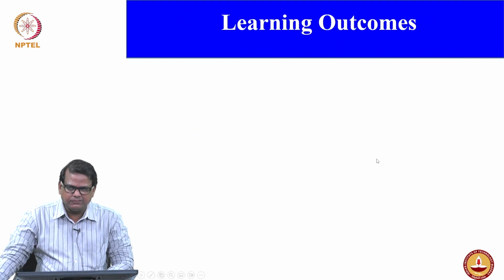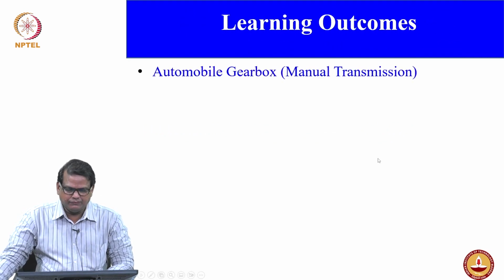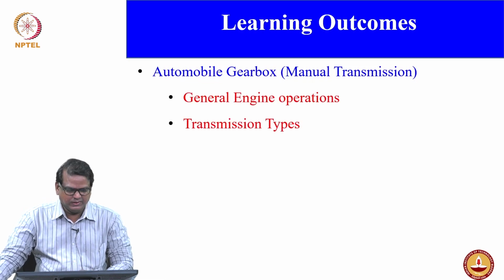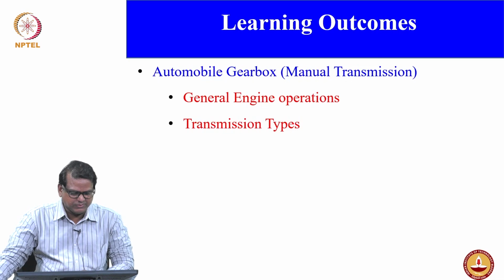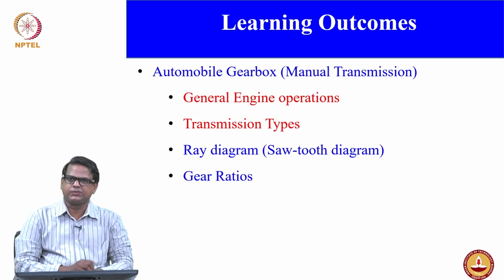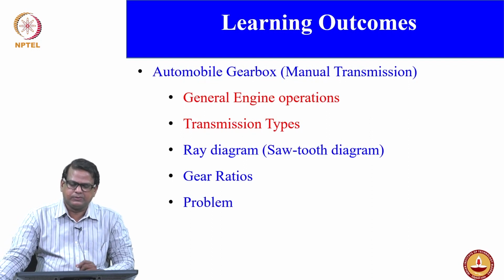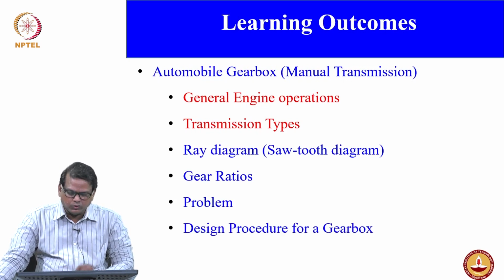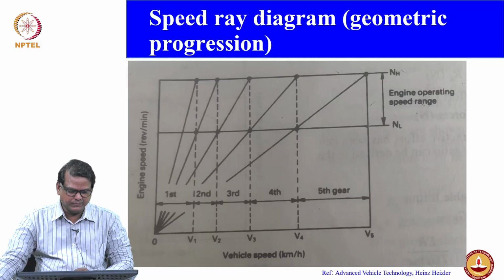I think we will continue what we left off in the last lecture. So far we discussed general engine operation as well. Then we discussed the transmission types. We will continue with the ray diagram as well as the gear ratios and the problem. We will do one problem and also discuss the design procedure for an automobile gearbox.